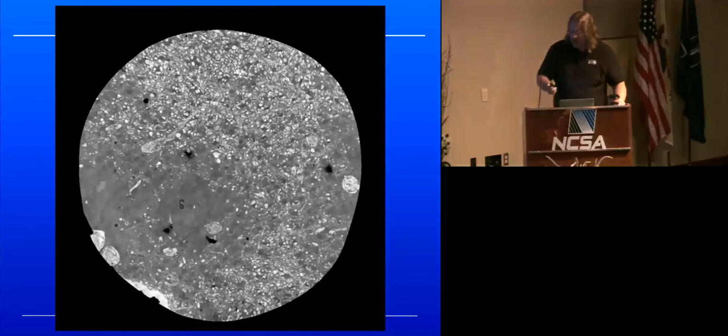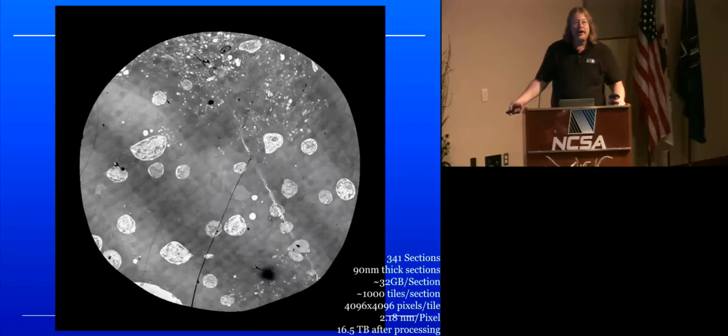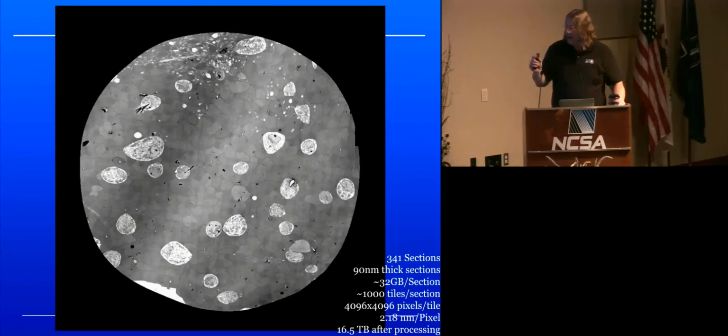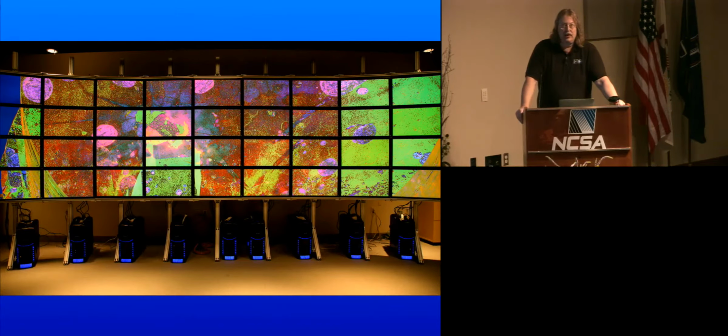So once they get done with this, they get a volume of 16.5 terabytes for one little volume. And then they give it to us and they say, okay, we'd like to interactively visualize that now. And we can do it. It's a combination of the Vis3D data streaming systems and then our ImageVis3D parallel volume visualization system. So that's a power wall that has 36 30-inch monitors and 41 megapixels of resolution, and we can interactively visualize that 16.5 terabytes on that wall.